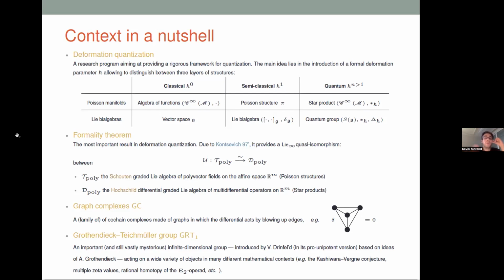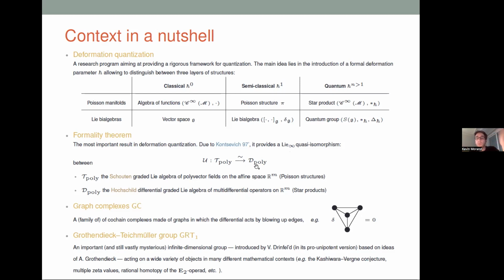The most important result within deformation quantization, at least for Poisson manifolds, is the Kontsevich formality theorem. Kontsevich in 1997 proved his formality conjecture. He provided an equivalence between two differential graded Lie algebras that he denoted T-poly and D-poly. T-poly stands for the Schouten-Lie algebra of polyvector fields on a manifold, whereas D-poly stands for a much bigger algebra, the Hochschild differential Lie algebra of multidifferential operators. So it introduces an equivalence between the two.